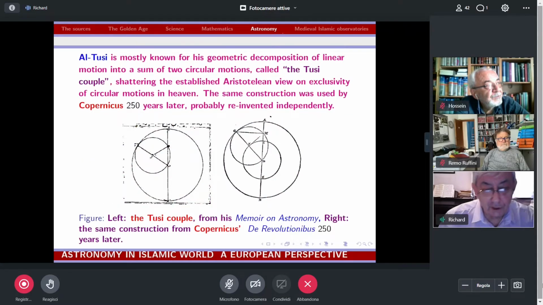This is Al-Tushi. He was famous for the Al-Tushi couple. In some sense, he disproved the Aristotelian postulate that all motions in the sky have to be circular. He proved that with certain circular motions, which is called the Al-Tushi couple, and used by Copernicus later on, you can reproduce straight motion along a straight line.